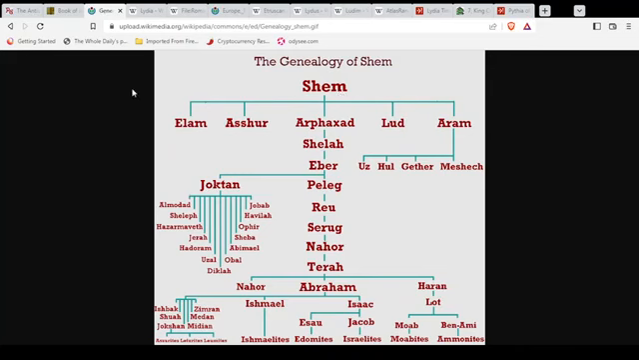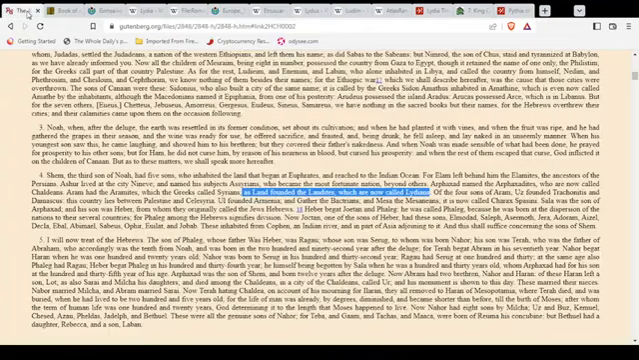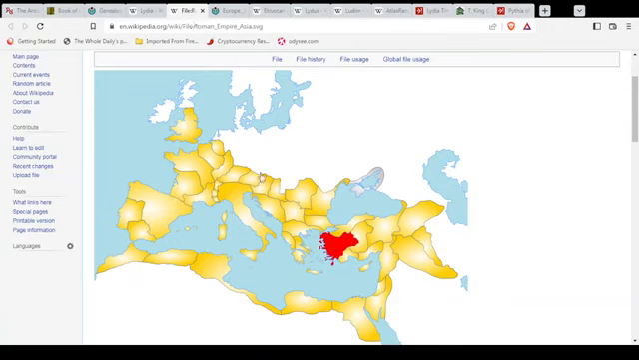Now let's see what Japheth says about Lud. And it says, and Lud founded the Ludites, which are now called Lydians. So we know that the Ludites became known as the Lydians. So this is the picture of the Roman world, and we can see, as they say, the kingdom of Lydia in western Turkey or western Anatolia.